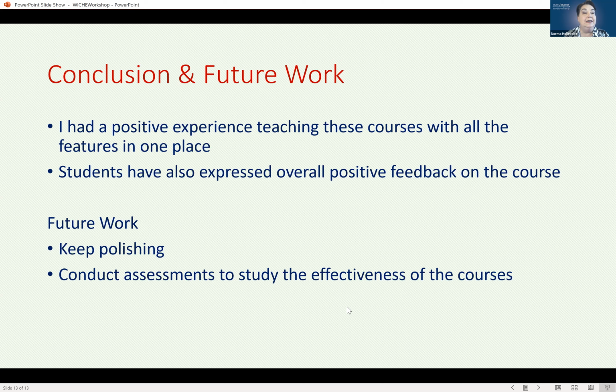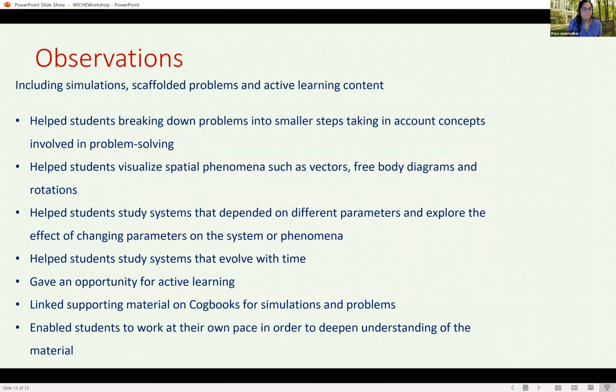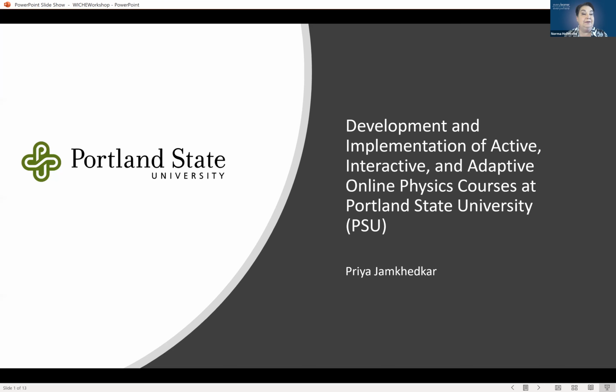So while she's getting the slides up, as a biology professor and recovering associate dean, I am excited about today's presentation, development and implementation of adaptive, interactive, and active physics courses. Our guest speaker today is Dr. Priya Jamkhedkar, instructor and adjunct research associate in the Department of Physics at Portland State University.